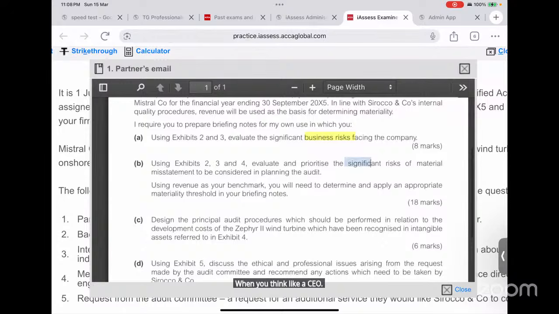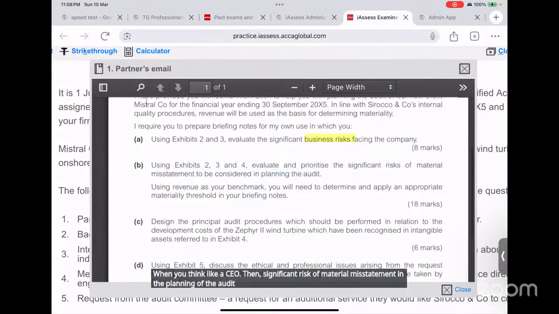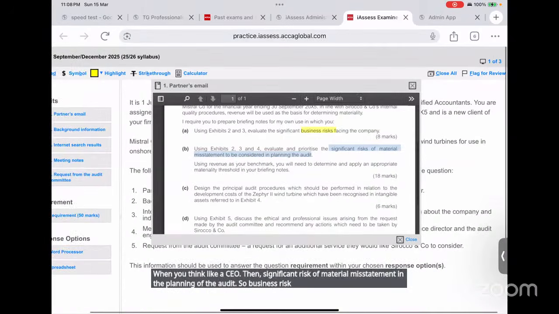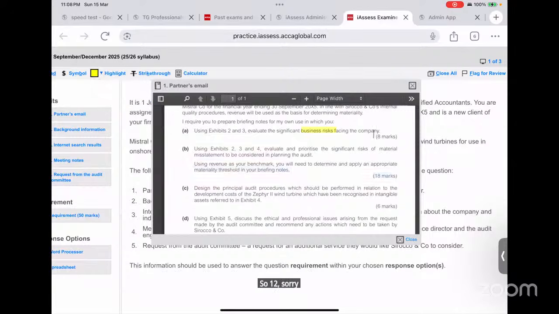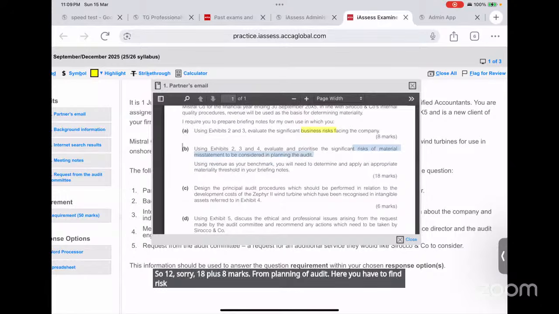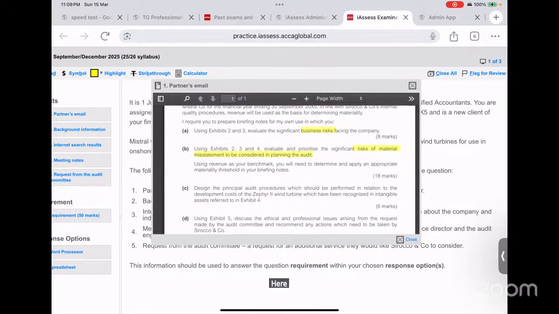Then significant risk of material misstatement in the planning of the audit. So business risk and ROMM both are coming from the planning stage of audit. So 18 plus 8 marks from planning of audit. Here you have to find risk of material misstatement in the financial statements. So this is basically your IFRS, which will come into the picture. That's why SBR is important.